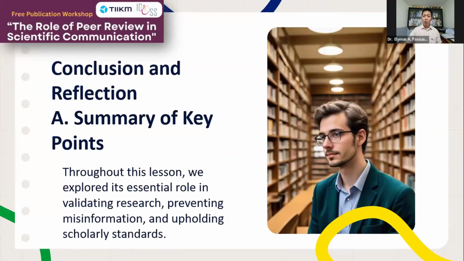Peer review stands as a cornerstone of scientific communication, ensuring that research findings are accurate, credible, and ethically sound. Throughout this lesson, we explored its essential role in validating research, preventing misinformation, and upholding scholarly standards. We also examined the detailed steps of the peer review process, the responsibilities of reviewers, and the challenges that can hinder its effectiveness, such as bias, delays, and suppression of novel ideas. Finally, we looked at potential reforms and innovations that could make peer review more transparent, constructive, and adaptive in the digital age.